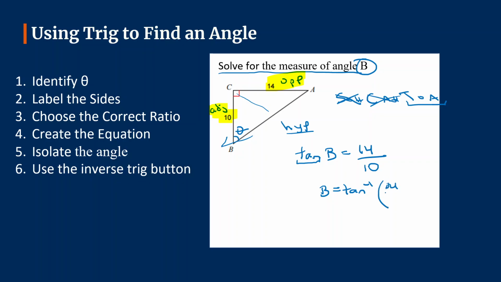And then remembering to use my bracket. So now I just have to type that in. Inverse tan, bracket, 14 divided by 10 is 54.4. So I don't round it up. I leave it at 54. So angle B is 54 degrees.